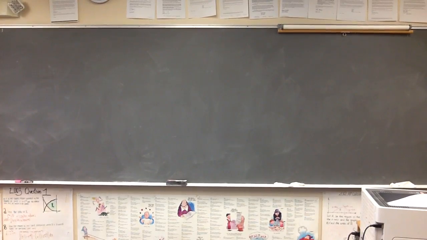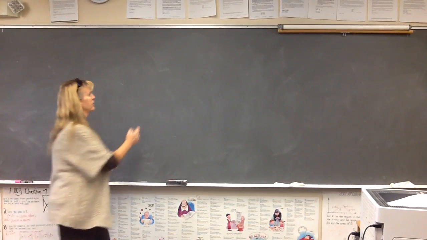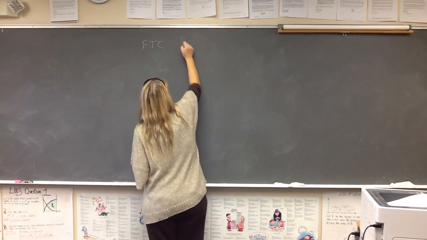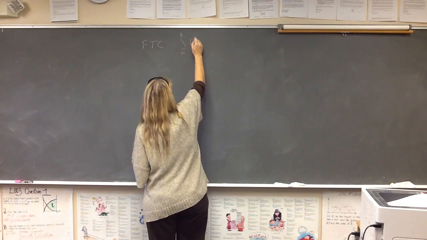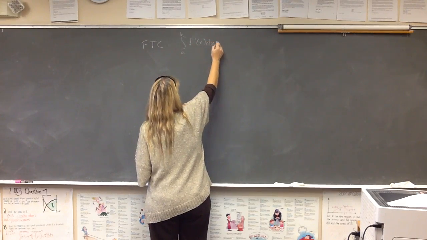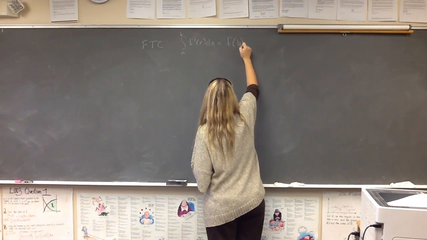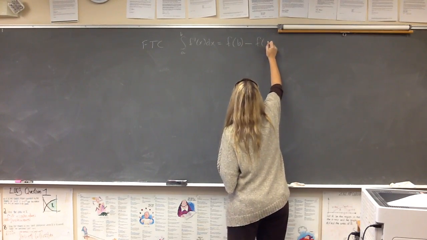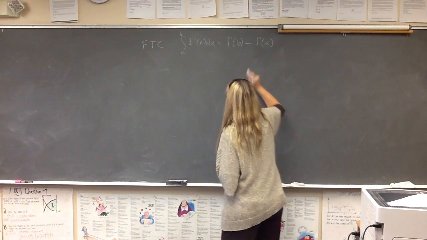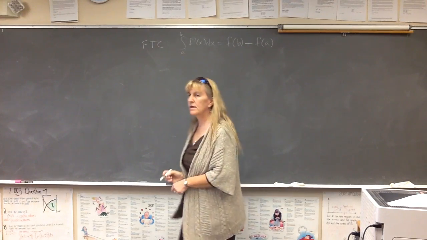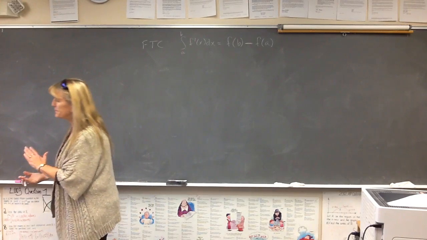All right, so the fundamental theorem of calculus states that the integral from a to b of a derivative function is equal to the original function evaluated at b minus the original function evaluated at a. And this represents the change in the height of the original function between a and b.